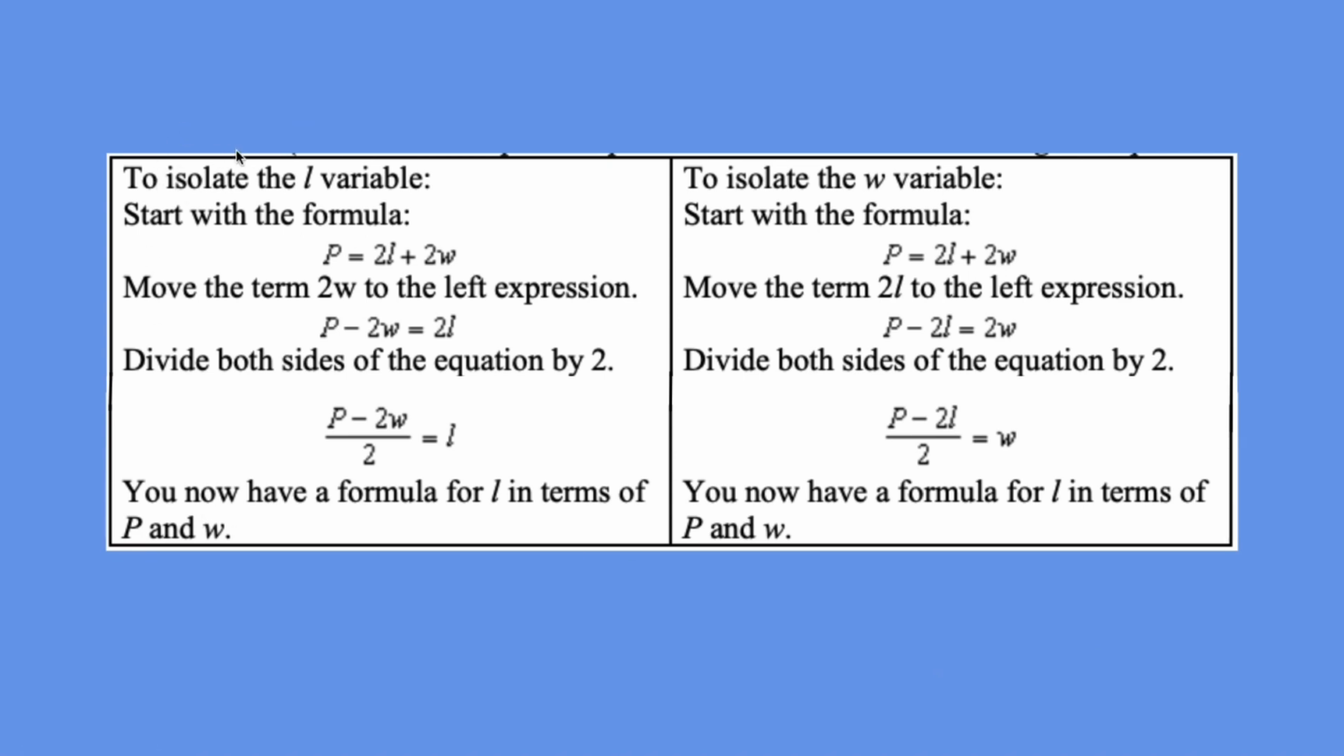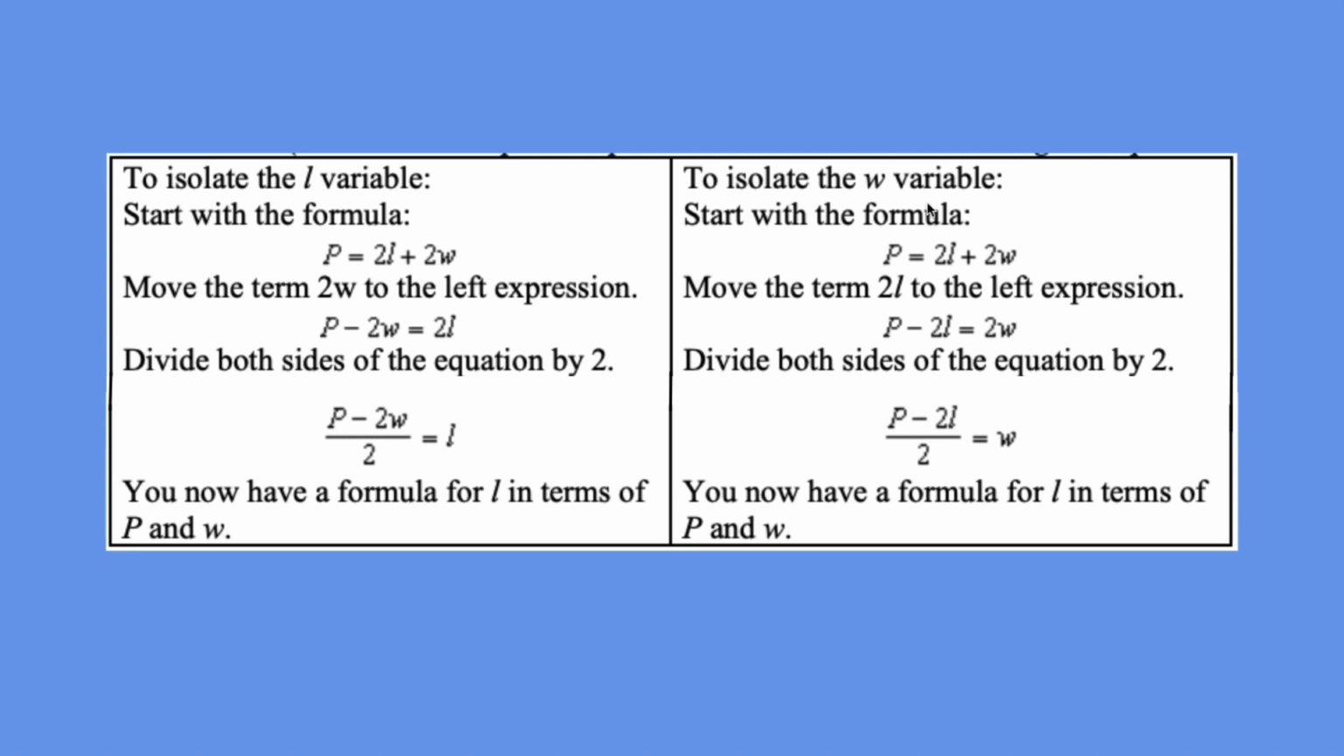To isolate the L variable in this formula, P equals 2L plus 2W, which is the perimeter formula, we're going to move the term 2W to the left expression. So we subtract 2W on both sides, and we get P minus 2W is equal to 2L. To simplify it further, we divide both sides of the equation by 2, and we're left with P minus 2W over 2 is equal to L.